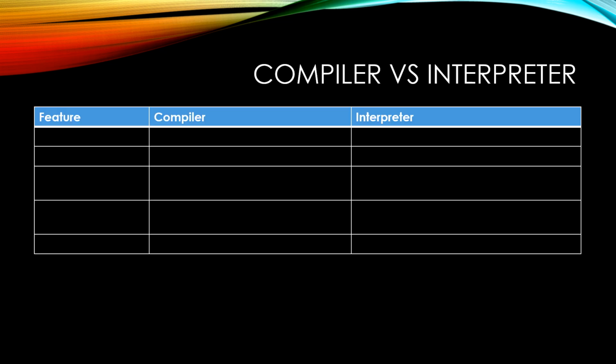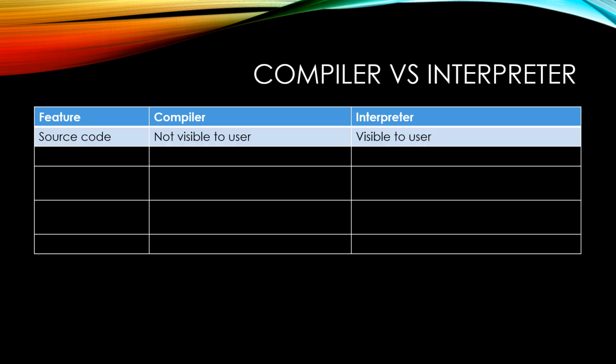There are a number of differences to be aware of between the compiler and the interpreter. First, the source code. With a compiler, you can give out the object code so that the user has no access to the source code. This is good for proprietary software where people don't want the competitors or the user to be able to see the code behind the program. With interpreted code, the source code is visible to the user.